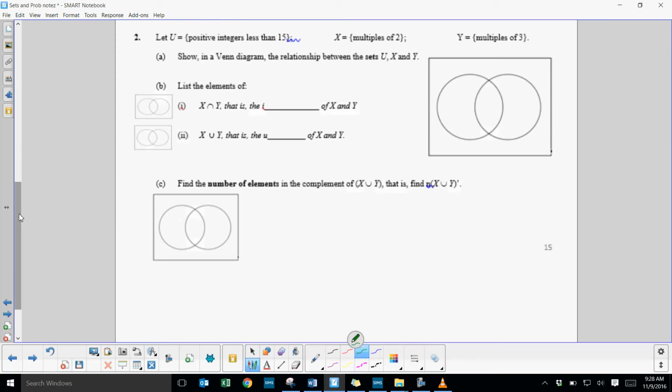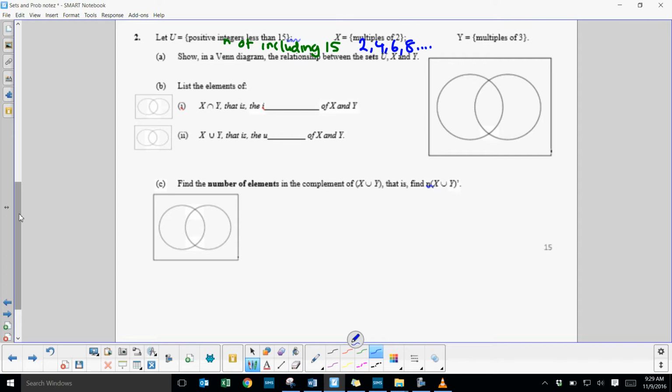So notice it does not include 15. Sorry, this board is a bit weird, so the calibration at the top's a bit strange. X is multiples of 2. So for example, 2, 4, 6, 8, and so on, which continues on infinitely, except that X would be part of the universe. So it's got to be less than 15.